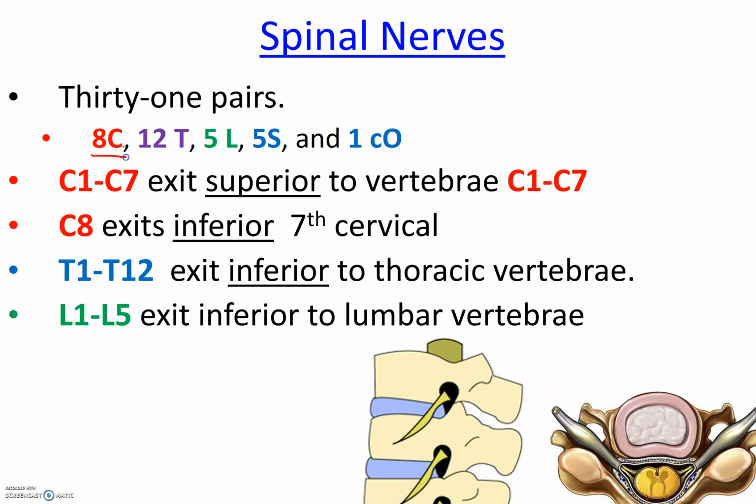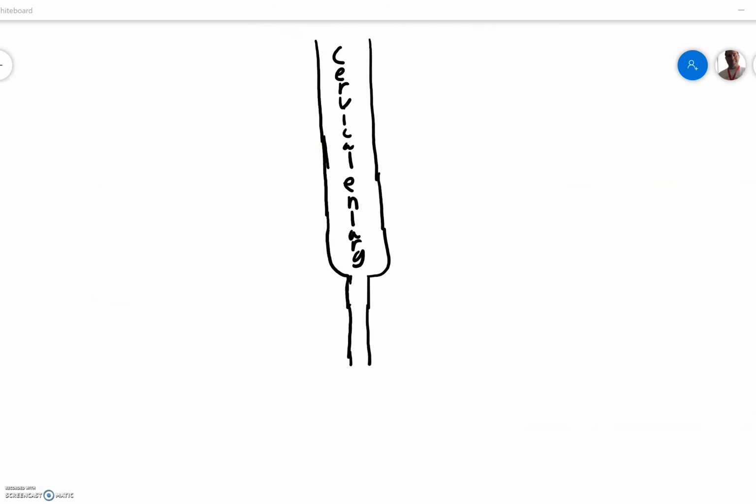There are 8 cervical, 12 thoracic, 5 lumbar, 5 sacral, and 1 coccygeal. That doesn't make sense because there's only 7 cervical vertebrae. So here's the spinal cord, and this is the cervical region. So we have our cervical enlargement, then our thoracic region. And I'm going to draw the first vertebrae.